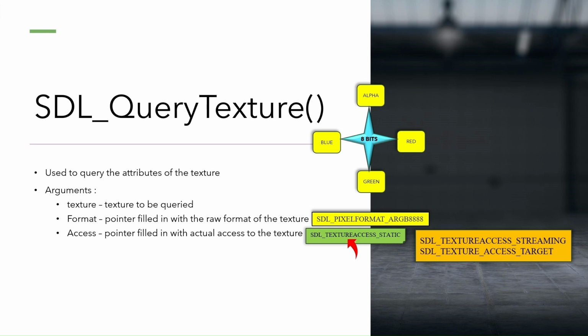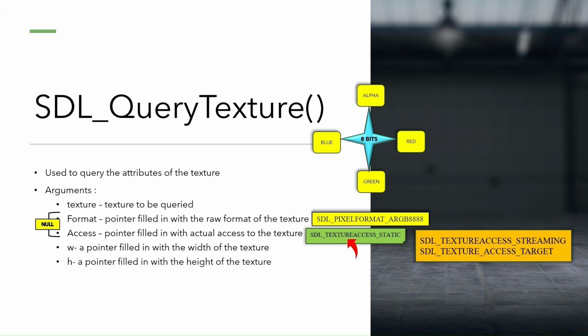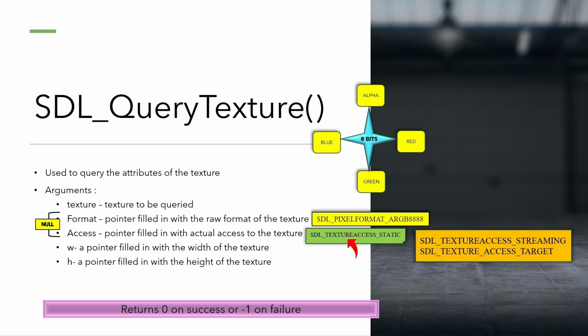Now, if we do not need the format and access information, then all we need to do is to provide a null as argument for both of these to the SDL query texture function. The next attribute that we could retrieve is the width of this texture or the image, and this attribute is important, as we will see shortly. The next attribute is the height, again an important attribute, as we will see shortly. In terms of return value, SDL query texture returns a 0 on success or a -1 on failure.